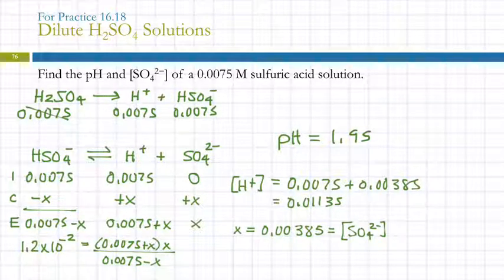So in this case, with the dilute H2SO4, we can't just look at the first one and say, oh, well, it's going to be 0.0075. Because there was further ionization, and so the hydrogen ion concentration was significantly higher. And so we did have to look at both of them. But with most diprotic, triprotic acids, you just look at the first ionization.